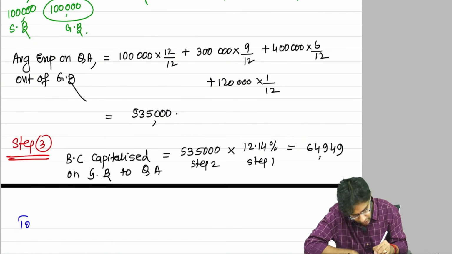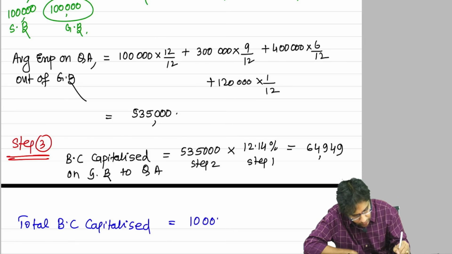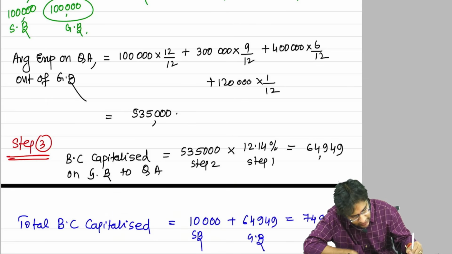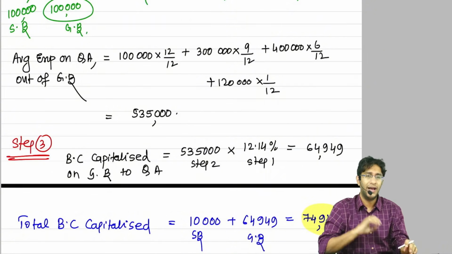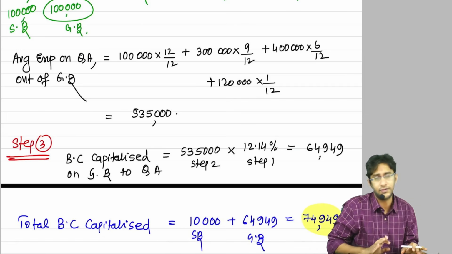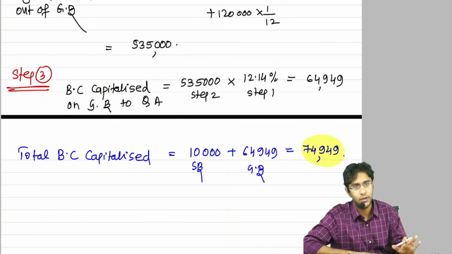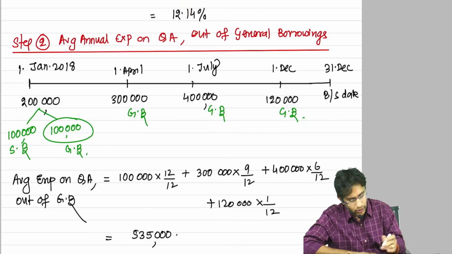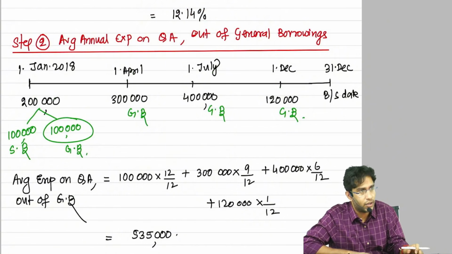So finally, total borrowing cost capitalized: 10,000 rupees on specific borrowings, 64,949 on general borrowings. Total it is 74,949. The final answer. Guys, this is a proper 6 to 7 marks question. In this, there should not be any scope of error. In this, people make mistakes and spoil it. Be careful. Are you understanding what is happening?